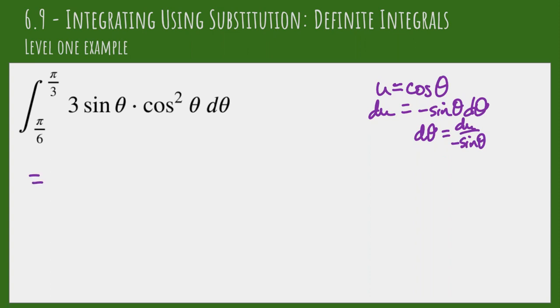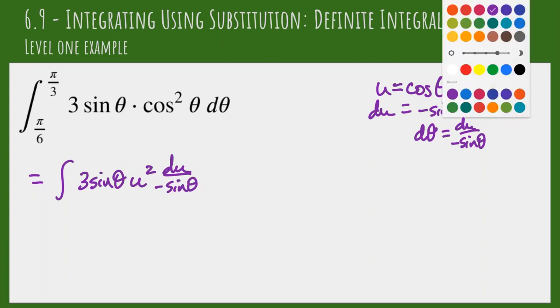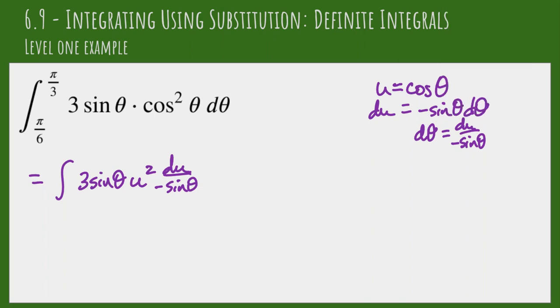So making our substitution, we have the integral of 3 sine of theta u squared, and then d theta becomes du over negative sine of theta. And I also need to change my limits at this point. So when theta is pi over 6, cosine of pi over 6 is going to be square root of 3 over 2. And cosine of pi over 3 is going to be 1 over 2.